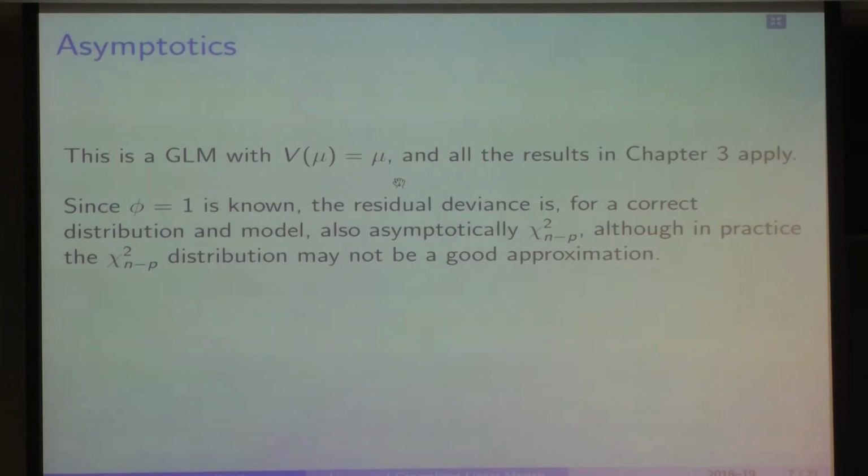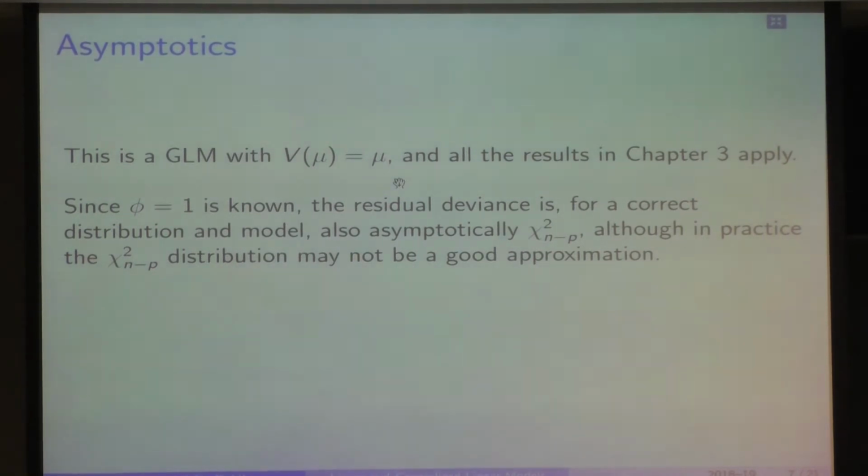Now, what do we mean by asymptotically here? Well, we need a reasonably big data set. We also need the Poisson parameters to be large enough that a normal approximation is reasonable to the Poisson distributions themselves. If the Poisson parameters are small, then the chi-squared distribution may not be a particularly good approximation.